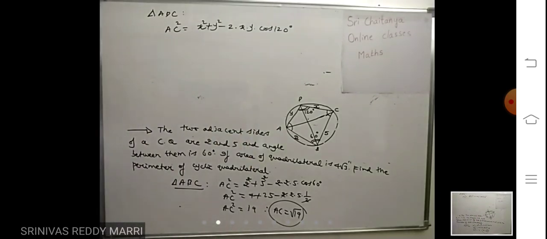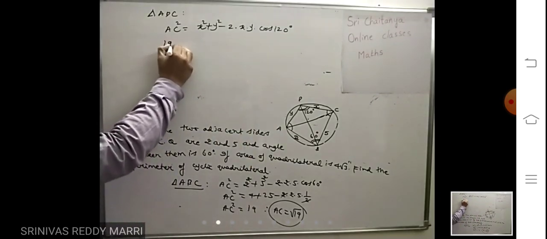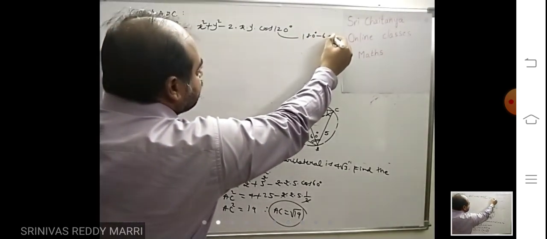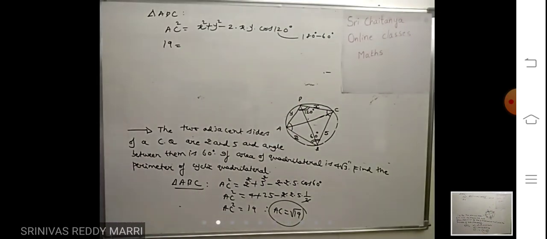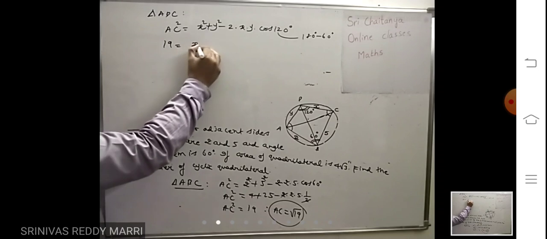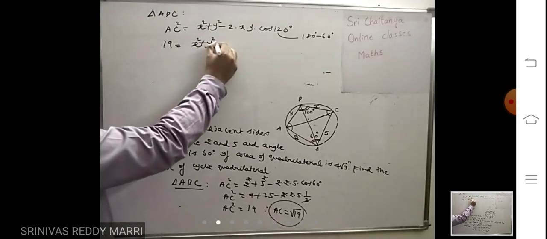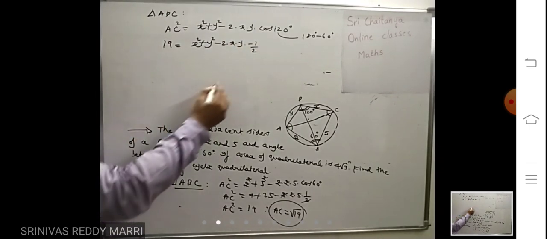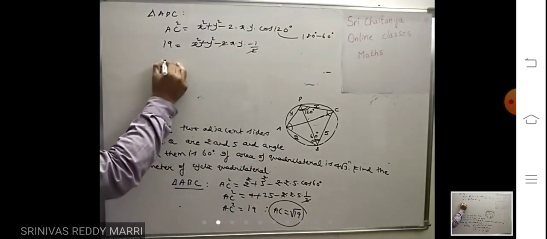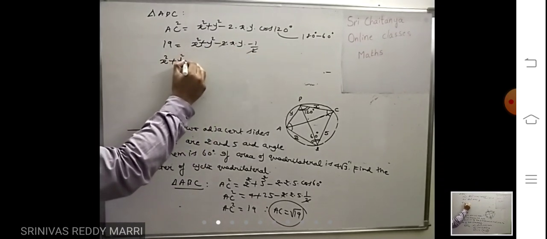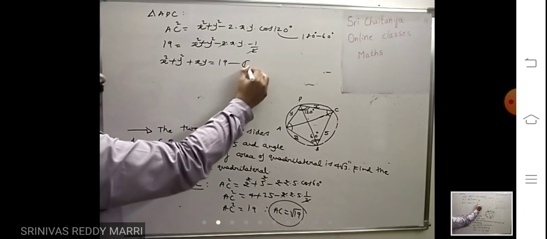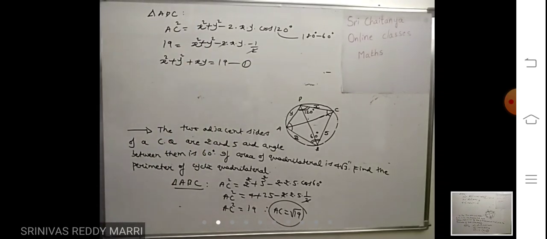So AC square, you know, is 19, equal to, cos 120 means what? This is 180 minus 60 degree. Cos of 180 minus theta is minus cos 60. That means that is minus 1 by 2. Minus 2 into x into y into minus 1 by 2. So 2 gets cancelled. You will get one equation, x square plus y square plus xy equal to 19. Let us say this is the first equation. You have got an equation in x and y.